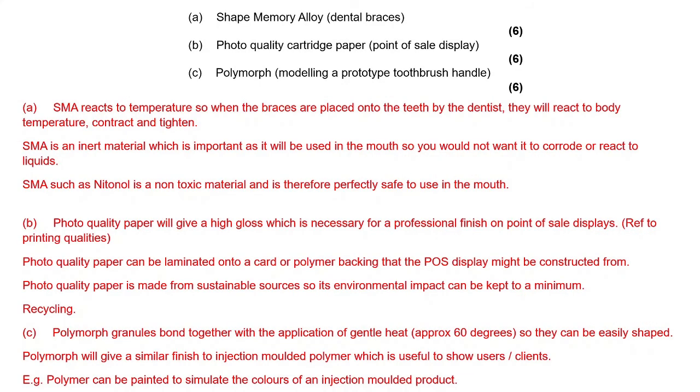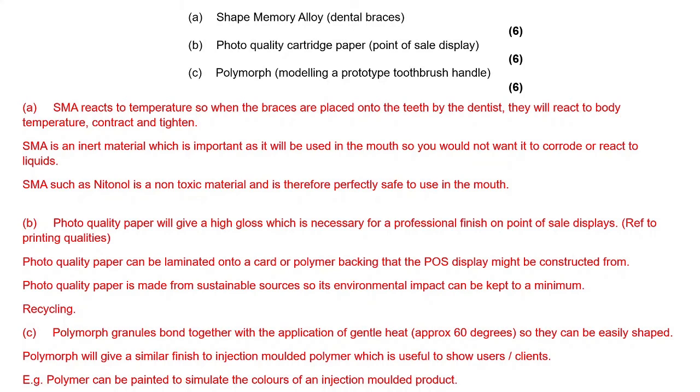Okay, so I won't go through all of it, I'll leave this on the screen while we talk through a little bit. So SMA, shape memory alloys, react to the temperature, so the braces will tighten and set the teeth better based on the body temperature of your mouth. It's an inert material, so it won't corrode, it won't react to liquids, it won't poison or harm the person, so it doesn't matter if it's internal and inside the human body. And it's a non-toxic material, so it's not going to hurt anyone.